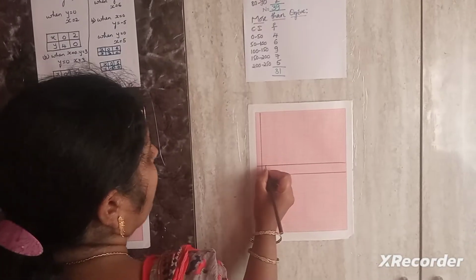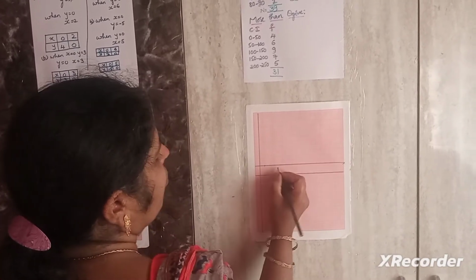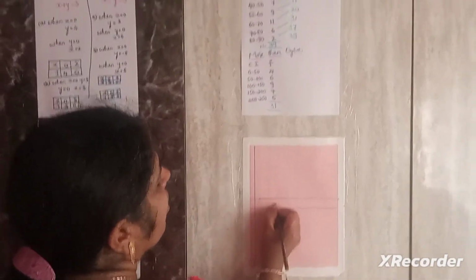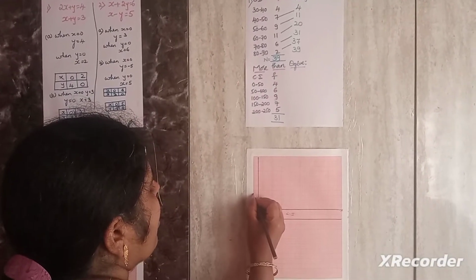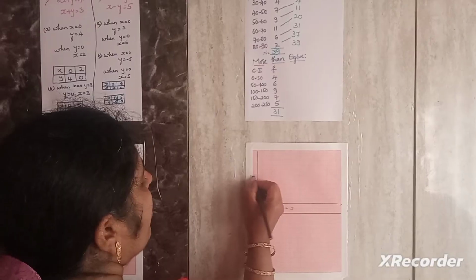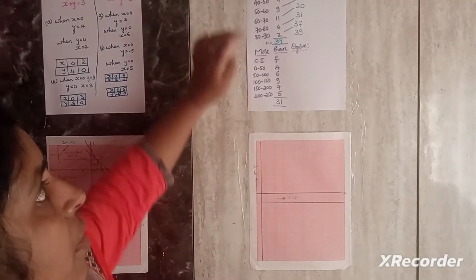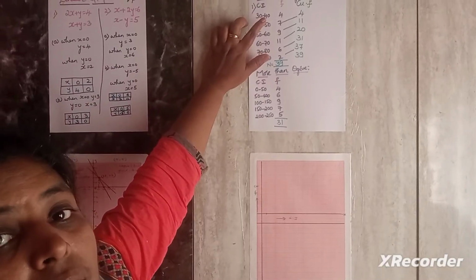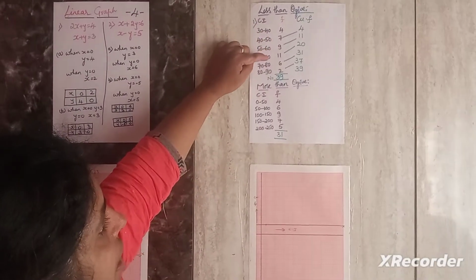So here what should come here? This is x-axis. What should be in the x-axis? Yes, correct. Class intervals. What should be in the y-axis? Cumulative frequency. So we are doing the less than ogive. You should take the lower limit. Okay. So go for this less than ogive.